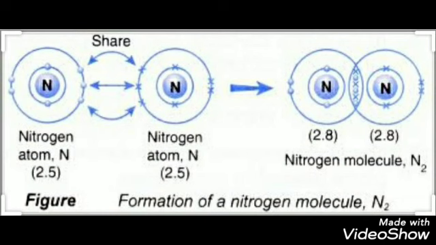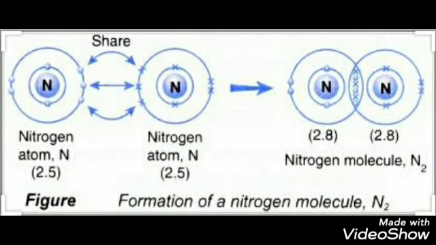Let us take an example of the formation of a nitrogen molecule N2. The atomic number of nitrogen is 7, so its electronic configuration is 2, 5. This means that a nitrogen atom has 5 electrons in its outermost shell. So, it needs 3 more electrons to achieve the 8 electron structure of an inert gas and become stable.